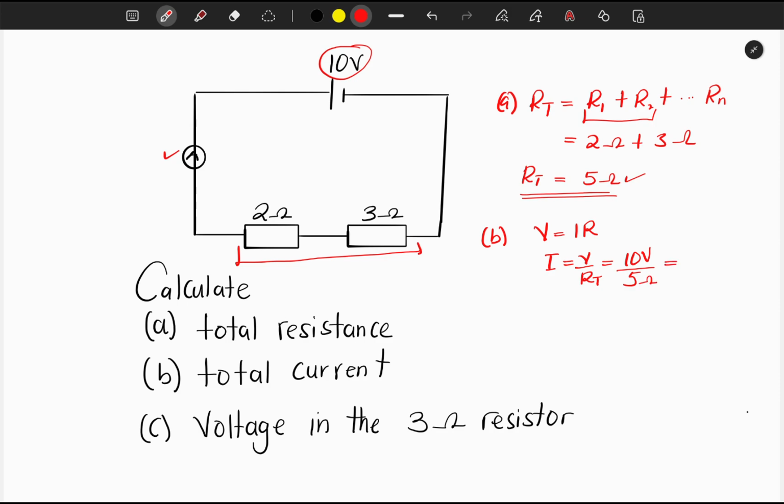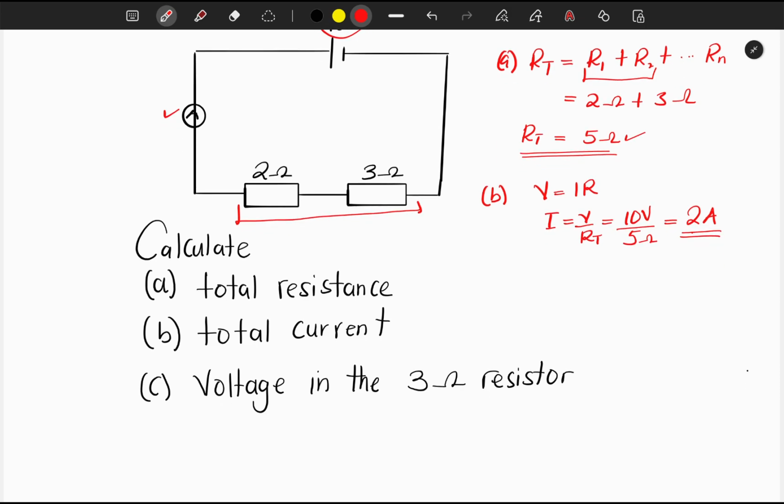Now we know that voltage over resistance just gives you current, which is in amperes. So we are getting 2 amps, or 2 amperes, and that is the total current. Now question C is, how do we find the voltage in the 3 ohm resistor?